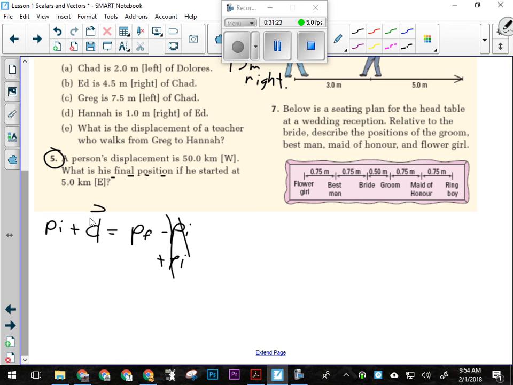That means positive 5 plus negative 50, because we said west would be negative. So what's 5 plus negative 50? Negative 45 meters, which is 45 meters east. I must have started 45 meters east of whatever the reference point is if I ended up 5 kilometers east after traveling 50 kilometers west.